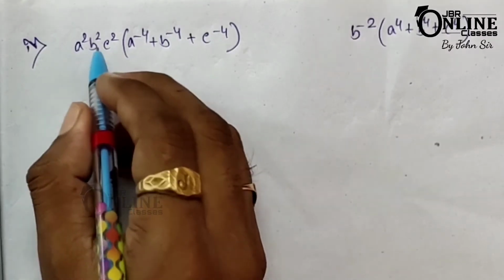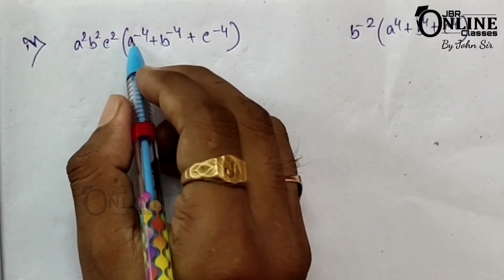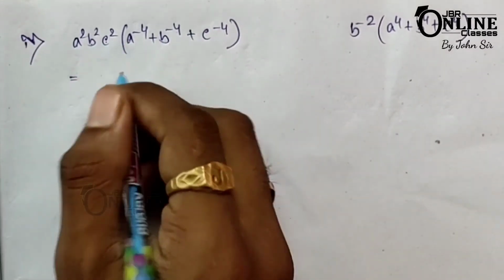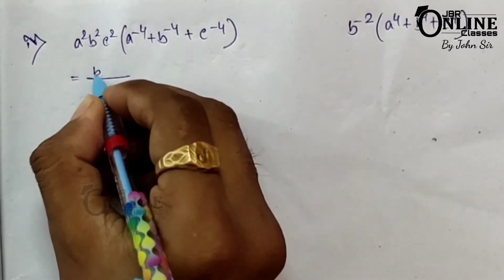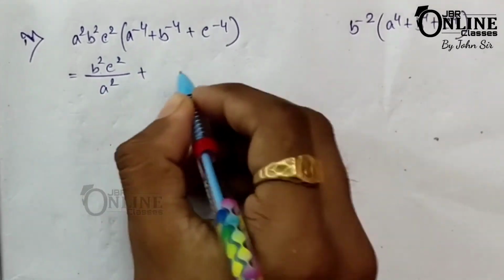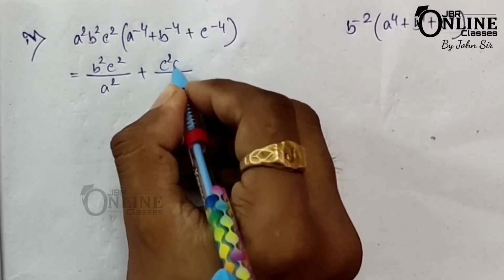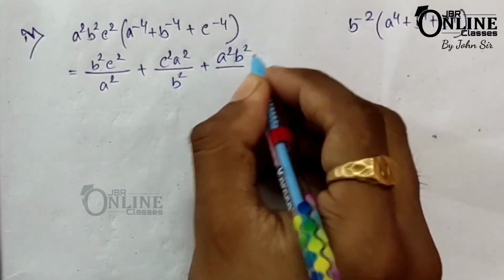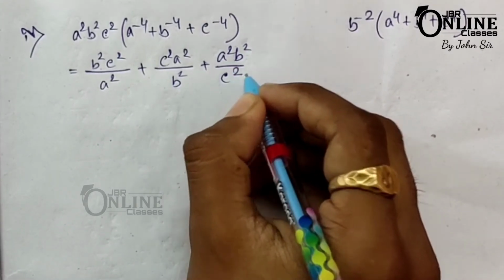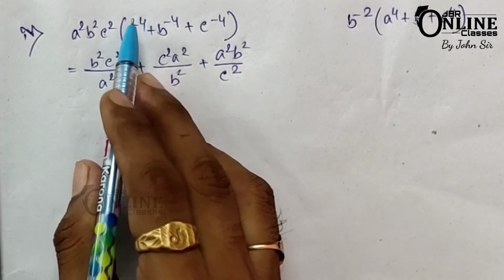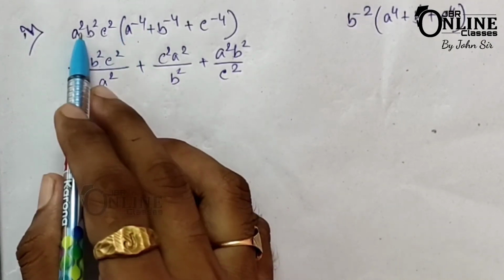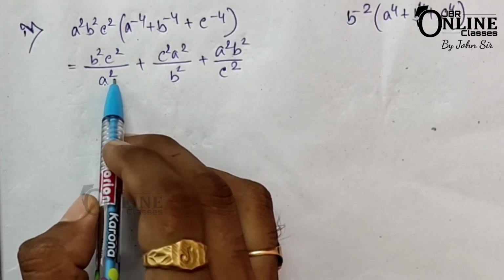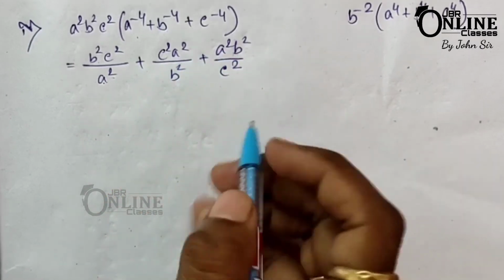So here a square b square c square, multiplied with a to the power minus 4 plus b to the power minus 4 plus c to the power minus 4. Now whenever you multiply this, from the first one you will get b square c square by a square. Then the next one you will get c square a square by b square, and the third one will be a square b square by c square. As a to the power minus 4 means 1 by a to the power 4, you can multiply this and you get a square, and the a to the power 4 is cancelled out. So in the denominator it will be only a square. The same thing will happen for this one and this one.